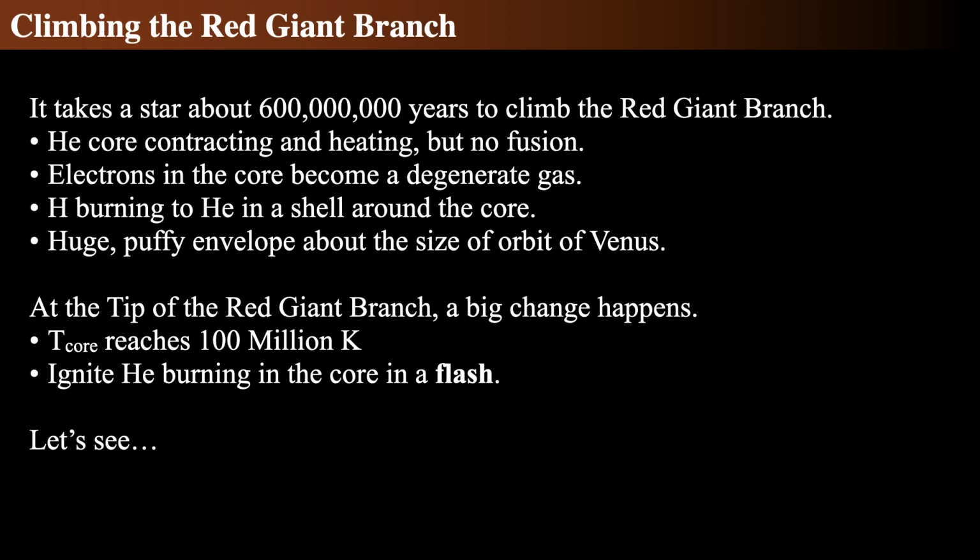So at the tip of the red giant branch, isn't that a funny thing to say? That's such a terrible thing to say, but that's what we're going to say. The Earth is dead when the sun becomes a red giant. So the tip finally becomes the tip of a red giant branch. A huge change occurs, and the core temperature has been getting hotter and hotter and hotter, and finally it reaches about 100 million Kelvin, and that ignites all of the helium burning all at once in what we call the helium flash.